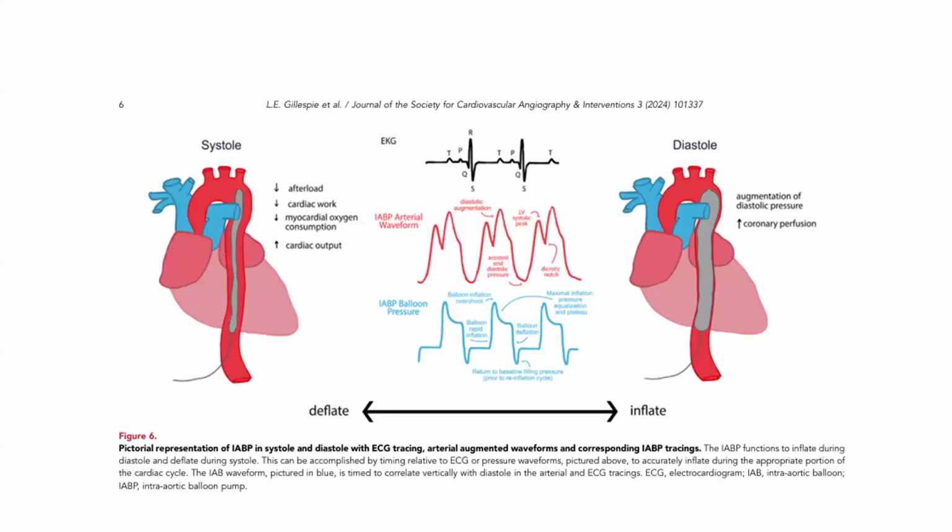So this is the pictorial representation of the IABP in systole and diastole with the ECG tracing, arterial augmented waveform, and corresponding IABP tracing. The IABP functions to inflate during diastole and deflate during systole. This can be accomplished by timing related to the ECG or pressure waveform as pictured above to accurately inflate during the appropriate portion of the cardiac cycle. The IABP waveform pictured in blue is timed to correlate vertically with diastole in the arterial and the ECG tracing.